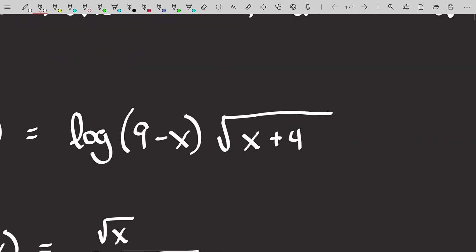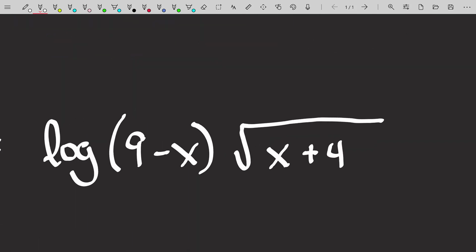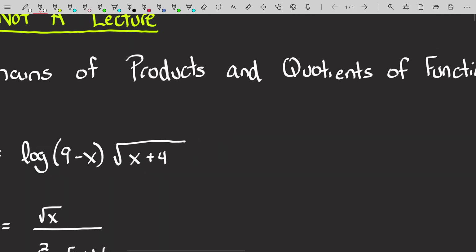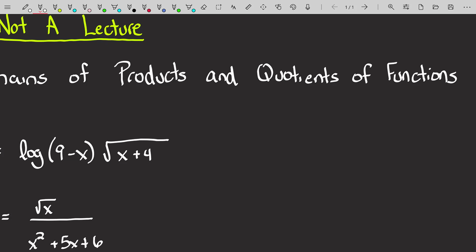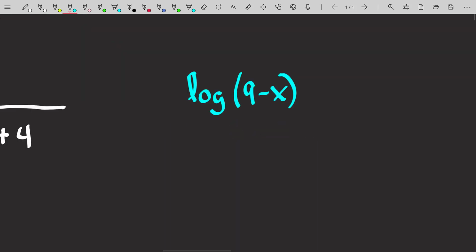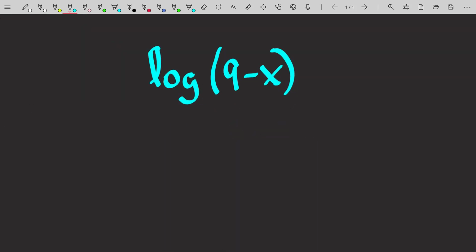The first thing you're going to want to do is look at each of those sub-functions and determine what is the domain of that sub-function. For example, the log of 9 minus x. Now I'm assuming that you already have gone through logarithms. If you have not, then you can ignore this conversation. However, it still applies to the vast majority of students who are going to be watching this video.